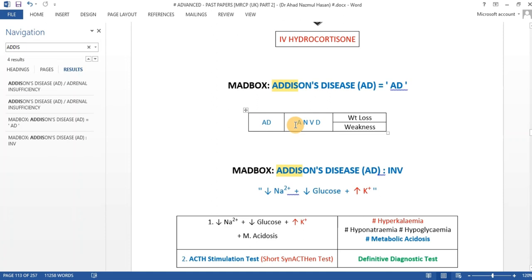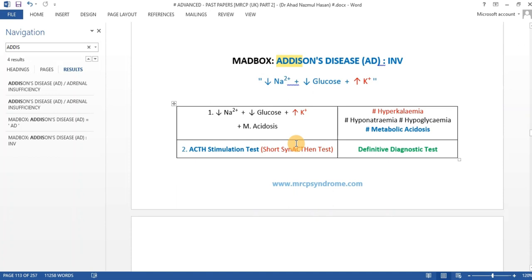And patient may also come with features of anorexia, nausea, vomiting, diarrhea with weight loss and weakness. So patient will have low sodium, low glucose, only potassium would be elevated with metabolic acidosis. And ACTH stimulation test or the short synacthen test is the definitive diagnostic test.